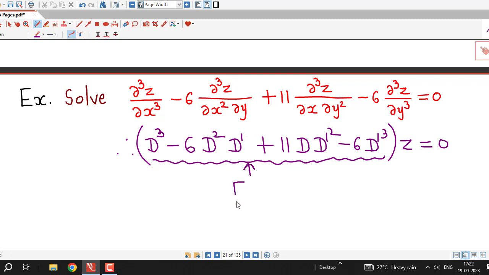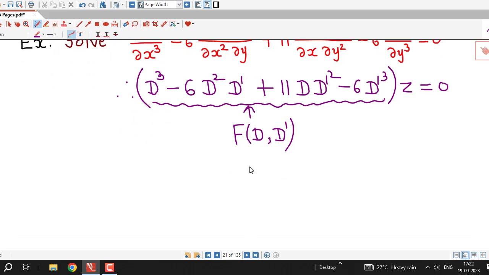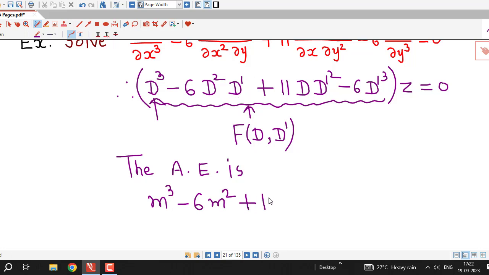Therefore this function of d and d dash is homogeneous in variables d and d dash. And then we write down the auxiliary equation and we try to solve it. For the auxiliary equation we replace d by m and d dash by 1, that is we have m to the power 3 minus 6 m square plus 11 m minus 6, and we equate this to 0.